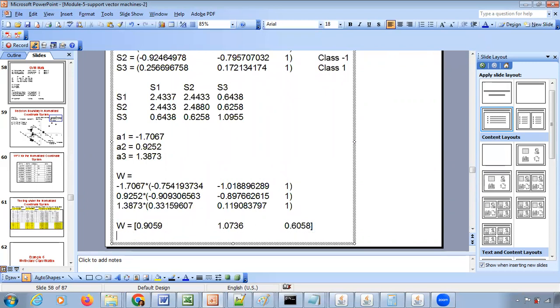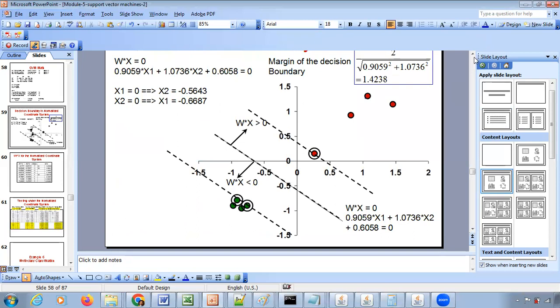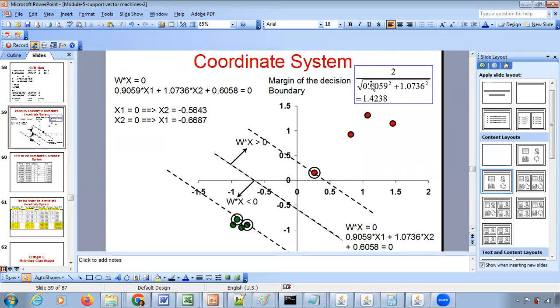So this is your theta 1, theta 2, this is your B. So the margin of the decision boundary right away is 2 divided by square root of theta 1 square plus theta 2 square, and then that comes out to be 1.4238. So it looks like a reasonably large decision boundary.